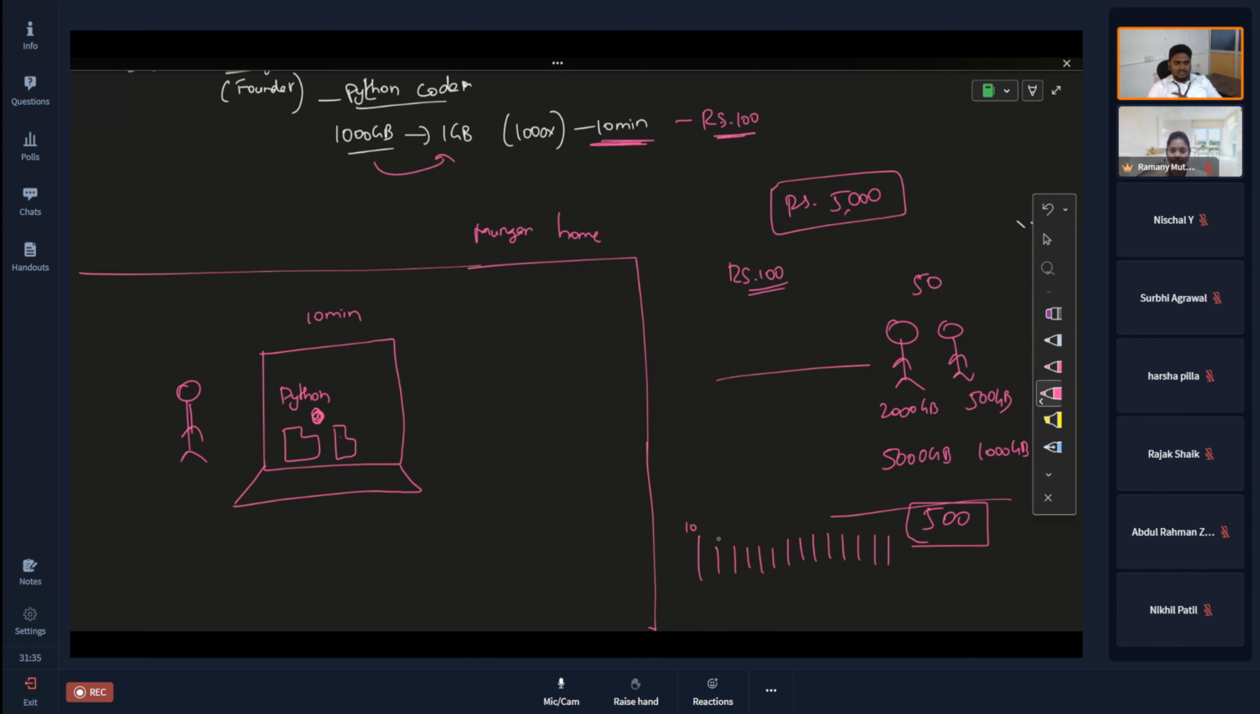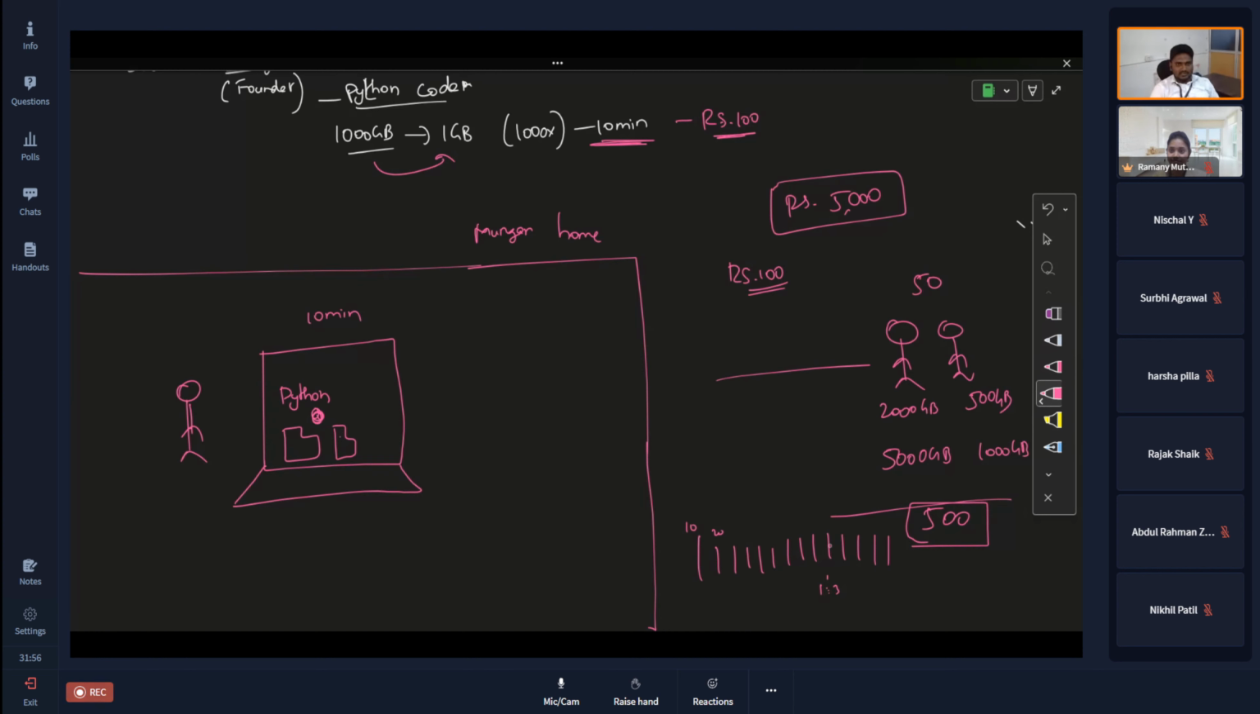First person, it will take 10 minutes. Second person, 20 minutes. Like that, think about the 10th person. For the 10th person, it will take around 1.5 hours. For the 100th person, it will take 10 hours. 500 people standing in a queue. Do you think the business will grow? People will be frustrated and they will go. They will say, I don't even need this compression, I will leave.